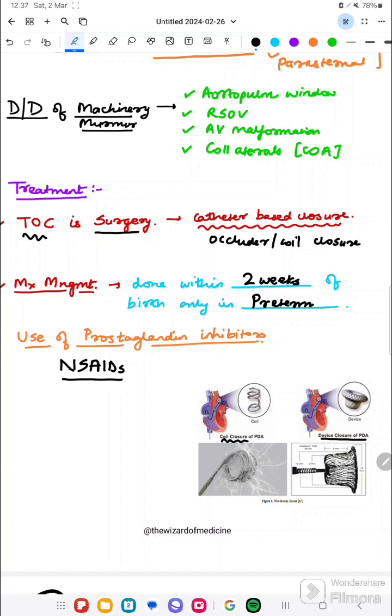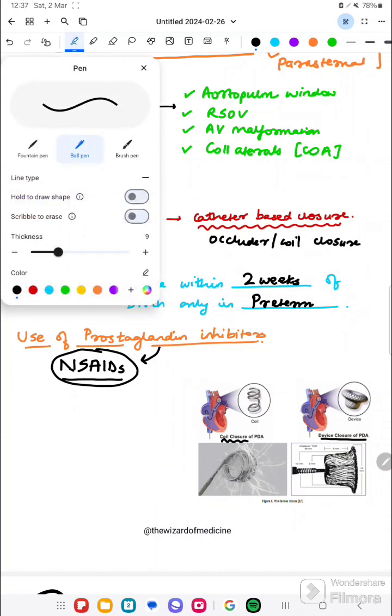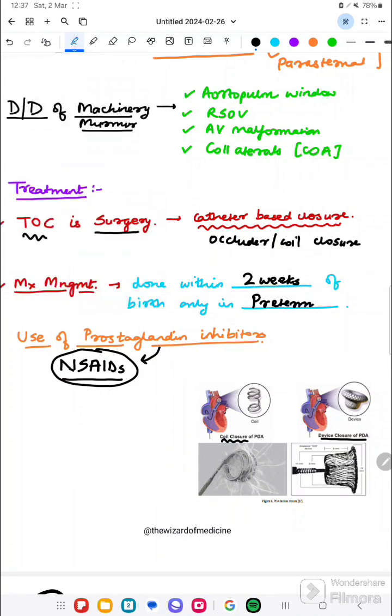Use of prostaglandin inhibitors. Prostaglandin inhibitors are NSAIDs, right? These are what we call prostaglandin inhibitors, NSAIDs. So they can be used in cases of patent ductus arteriosus because they will close the ductus arteriosus. So you can either go for ibuprofen or you can go for indomethacin. Now remember that both of these have equal efficacy and equal success rate, around 70 to 80% in a case of patent ductus arteriosus.